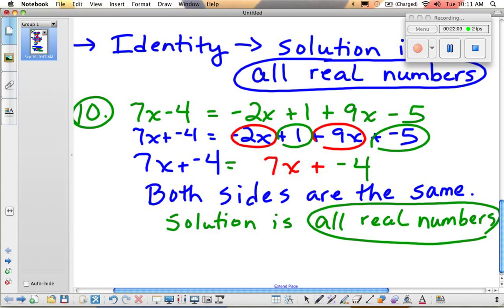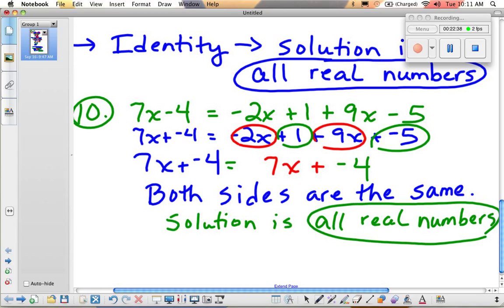Let's try. 7 times negative 1 is? Negative 7. Negative 7 take away 4? Negative 11. Hold that thought. Negative 2 times negative 1? 2. Plus 1? 3. 9 times negative 1? Negative 9. 3 plus negative 9? Negative 6. Negative 6 take away 5? Negative 11. Does that match what we got over there?